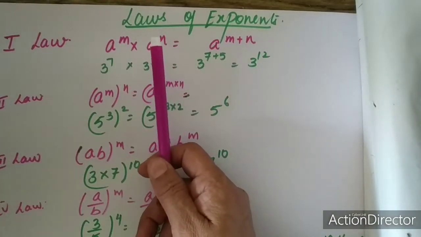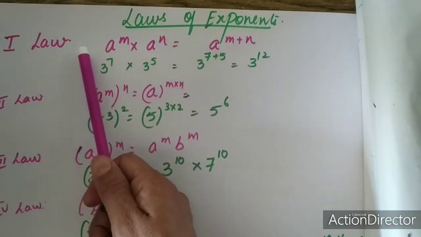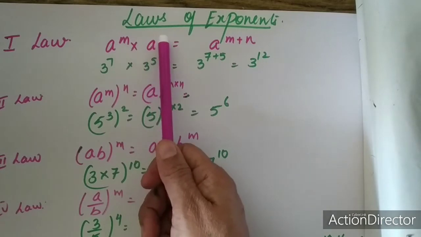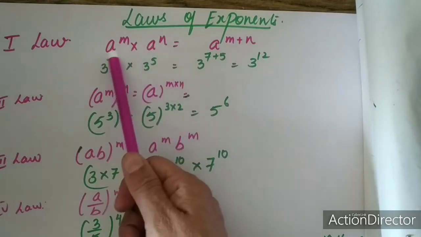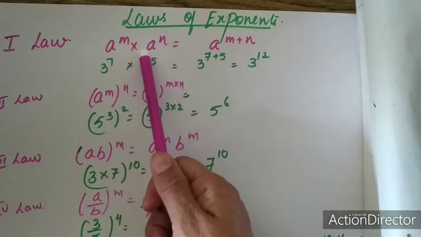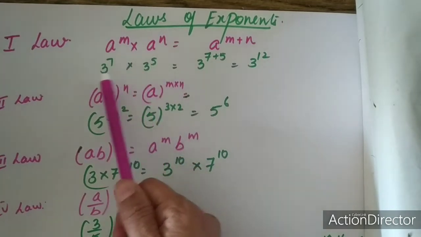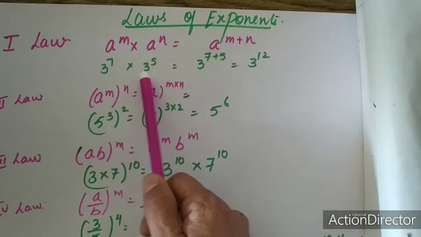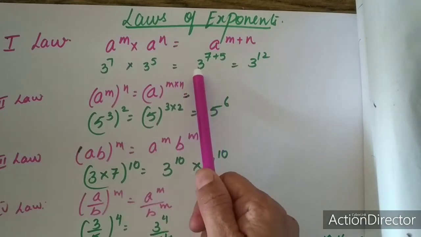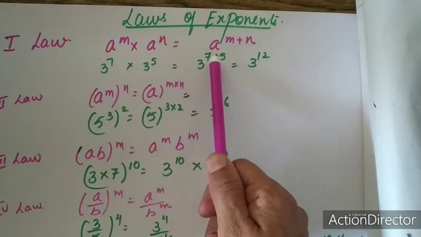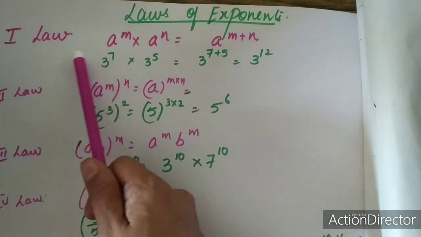Let us recap some of the laws of exponents you have learnt in your previous classes. What is the first law? a power m into a power n is equal to a raised to the power of m plus n. That is, if the bases are the same, I have to add the powers when there is a multiplication sign. Here, in both cases the bases are the same. What is the base over here? 3. But the powers are different and there is a multiplication sign. So I have to add the powers, that is 3 raised to the power of 7 plus 5, which is equal to 3 raised to the power of 12.